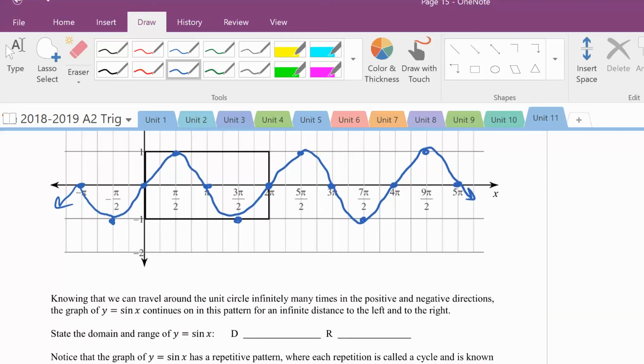Knowing that we can travel around the unit circle infinitely many times in the positive and negative directions, the domain for the sine graph, because it's an angle, is negative infinity to infinity. The range, if you look at the y, the lowest is negative 1, the highest is 1.